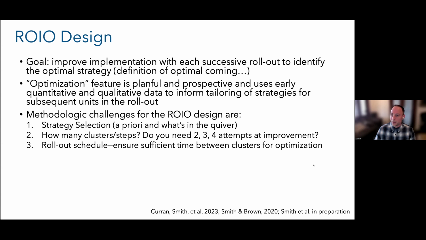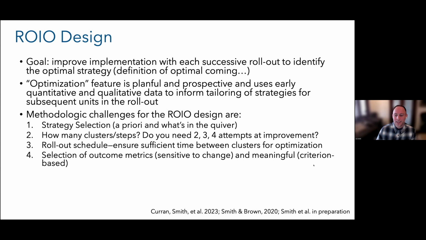This is really different than a stepped wedge, where you could actually have clusters in your stepped wedge start every month. And that's a very short time period, but that still works. In a ROIO, you're typically 4 to 9 months between cluster starts, and that's because of this need for mixed methods analysis.